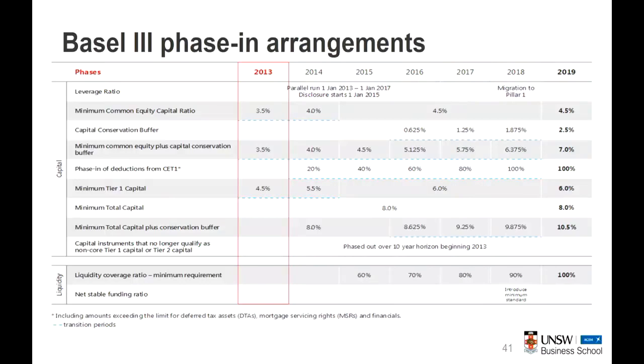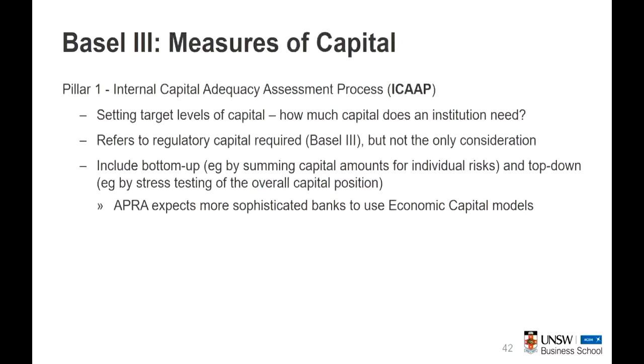Liquidity coverage ratio has to be 100%. Net stable funding ratio has also been introduced. In Australia, APRA introduced these requirements and the capital requirements much faster than the minimum standards. APRA pretty much went full on from the beginning.